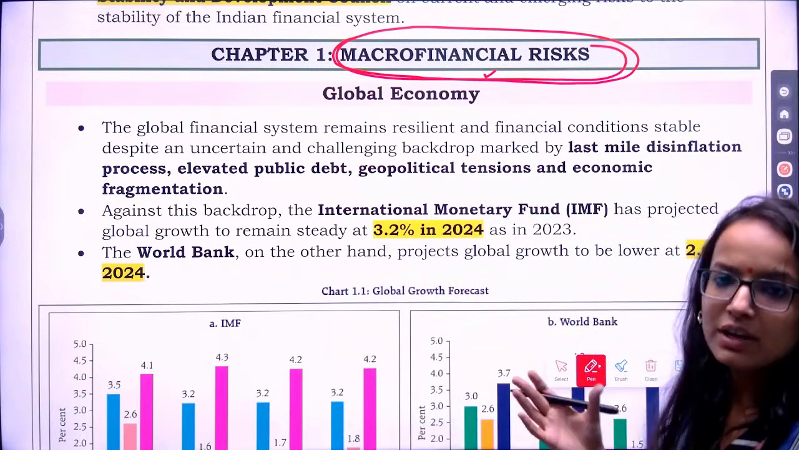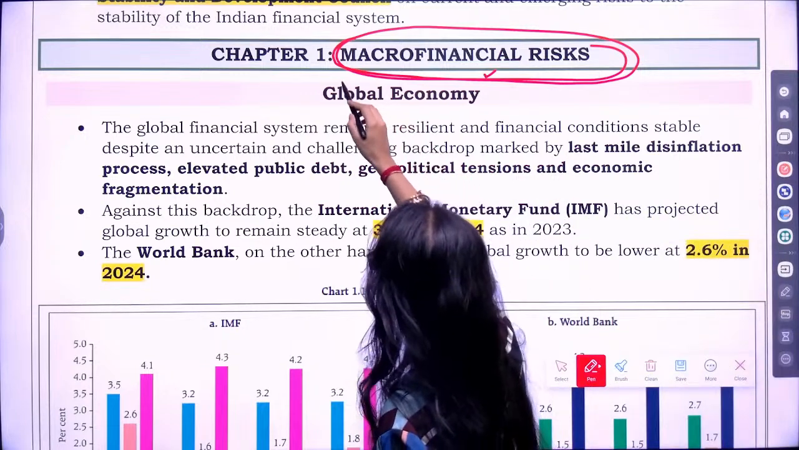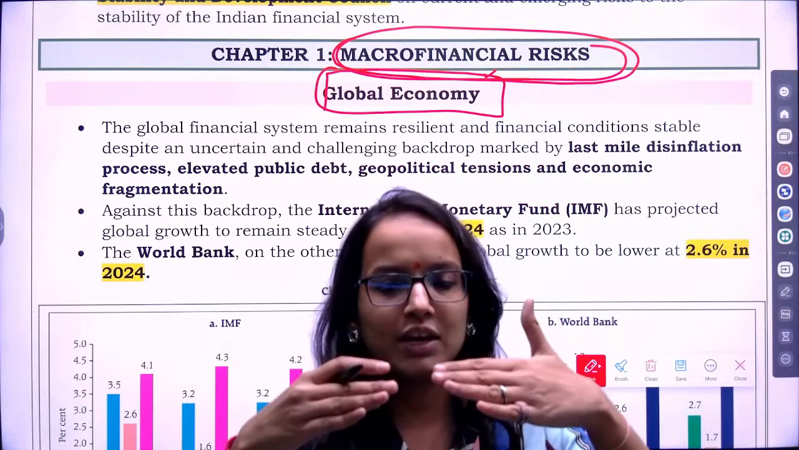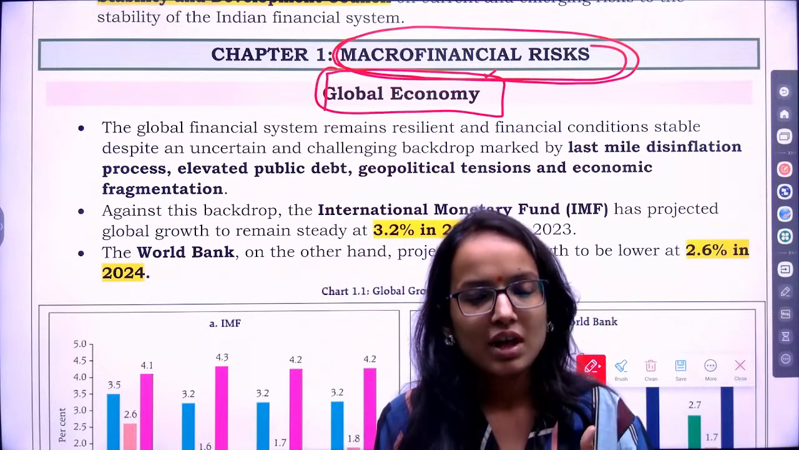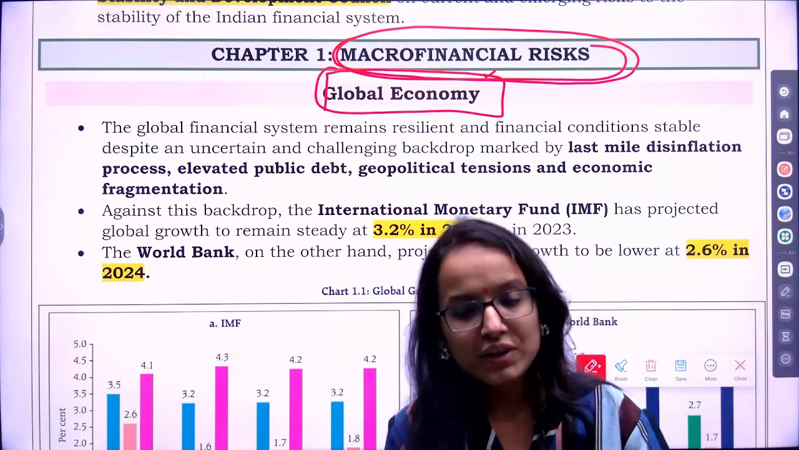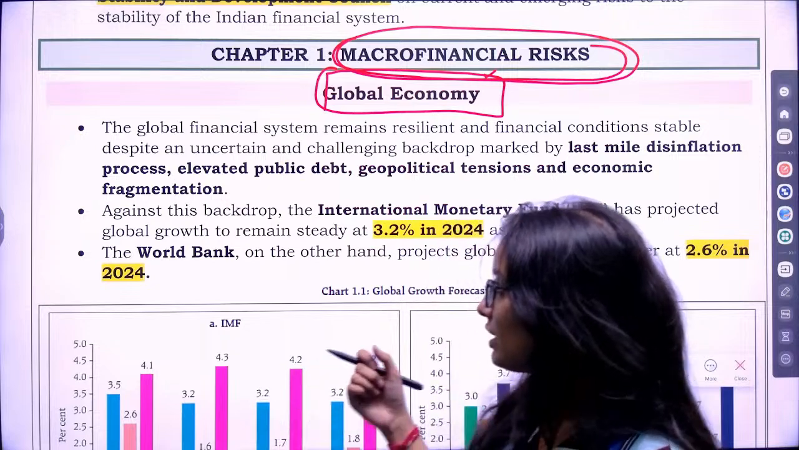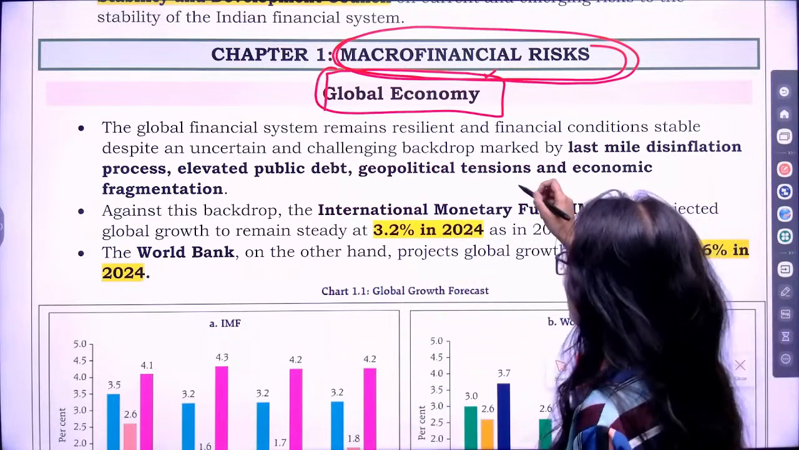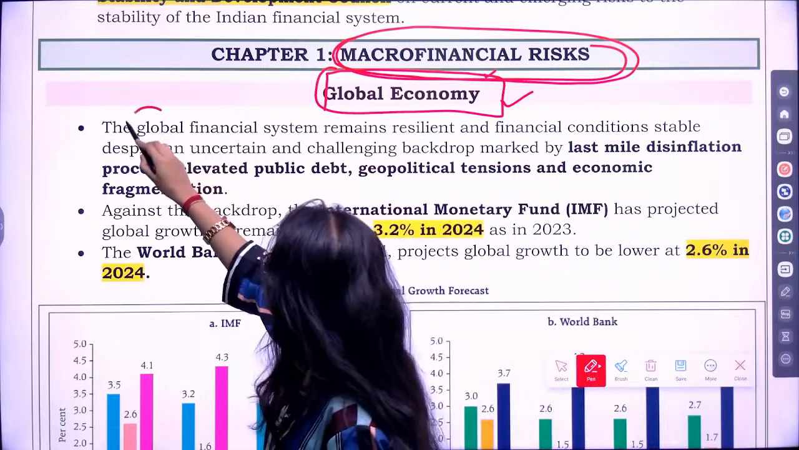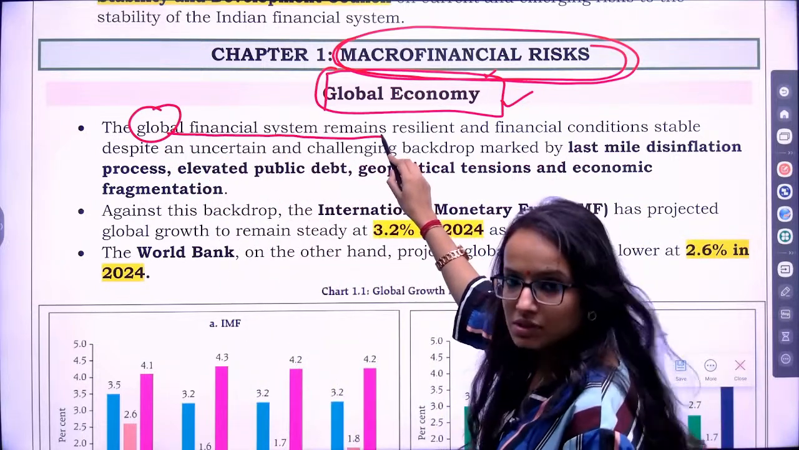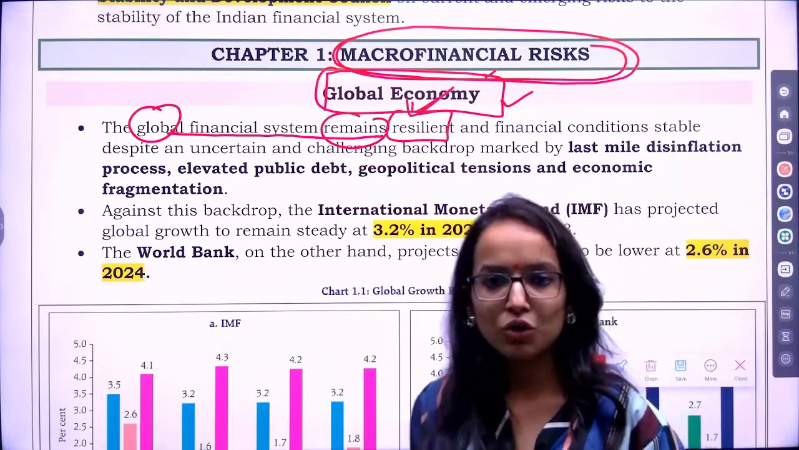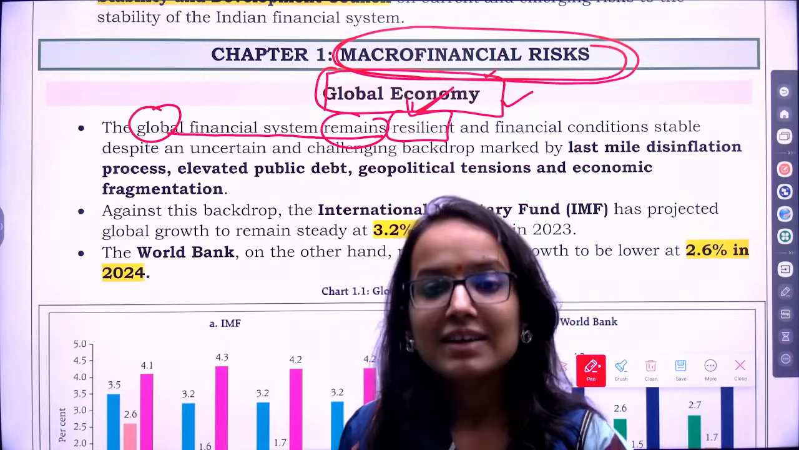First we will look at the macro financial risks at the global economy, or at the global level. So we will have the global scenario as well as the national scenario of the report. At the global level, what have been the risks in the financial markets, the macro financial risks? There are certain indicators. First, we are assessing it at the global level. This report says that at the global level, the global financial system has remained resilient.